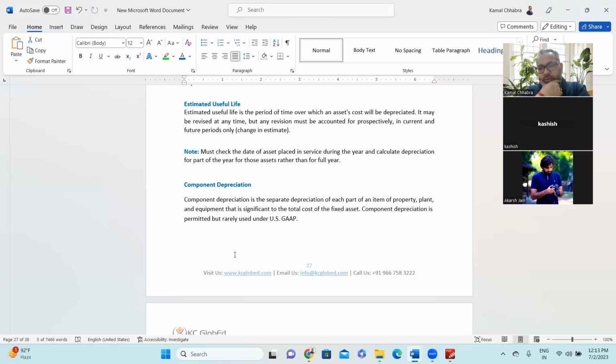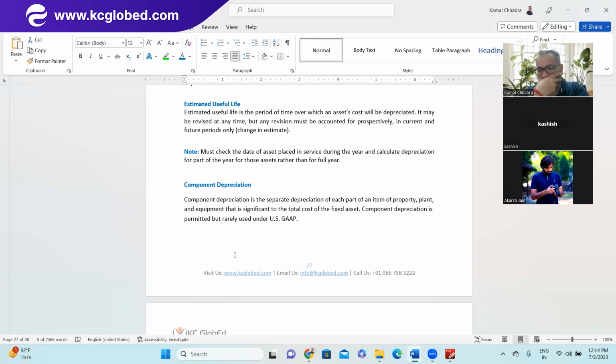Kashish, you got the concept? Yes, sir. Yes, clear, sir. Right? So have you heard this term before, component depreciation? Sir, actually, if I read the line, it is clearly mentioned that different components of a particular asset, and then if we are going to sell it off, then the depreciation on it, in the accounting terms we will have to evaluate.